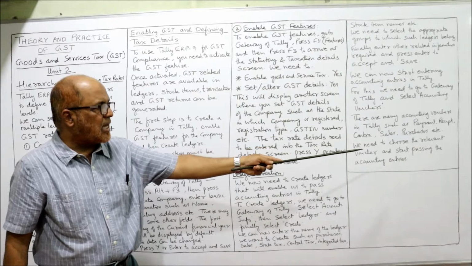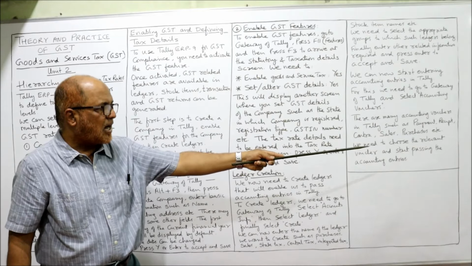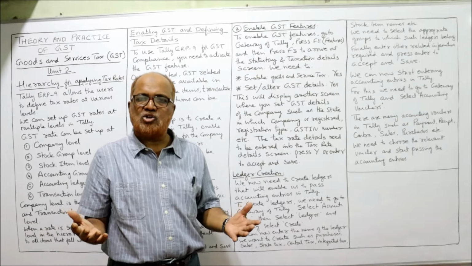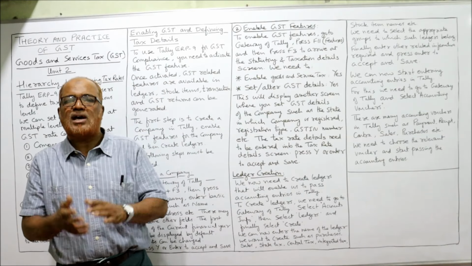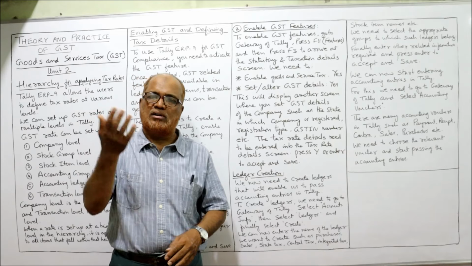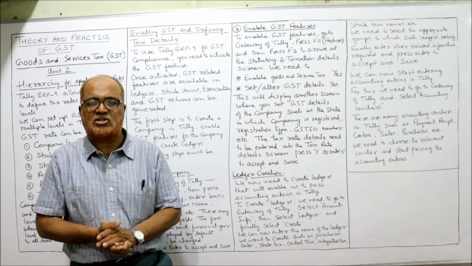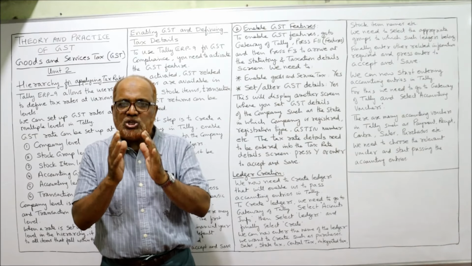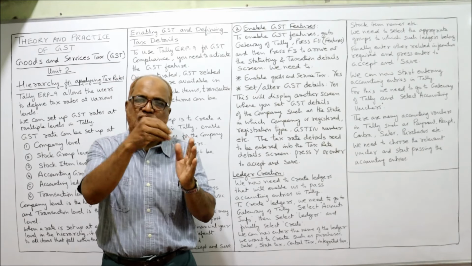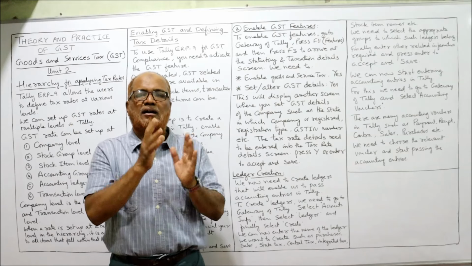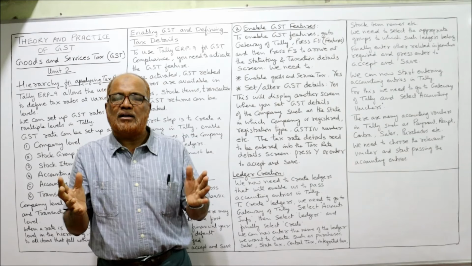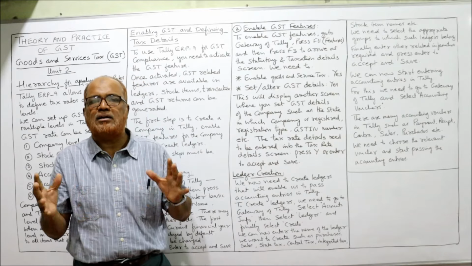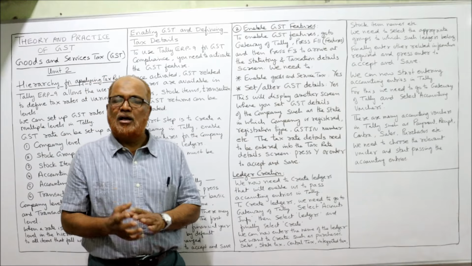We need to choose the relevant voucher and start passing the accounting entries. See what the nature of the transaction is, whether it is a purchase transaction, a sale transaction, a receipt transaction, a payment transaction, or a contra transaction. First, see the nature of the transaction, then give the voucher entry. Once you enter the voucher entry, your GST returns will be created automatically.